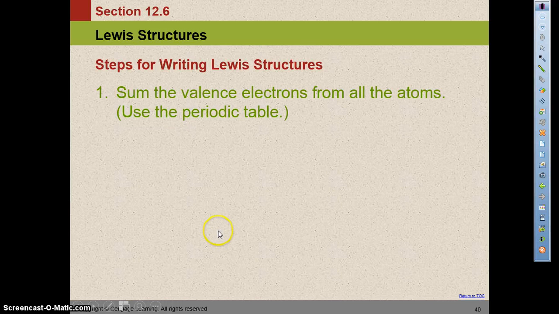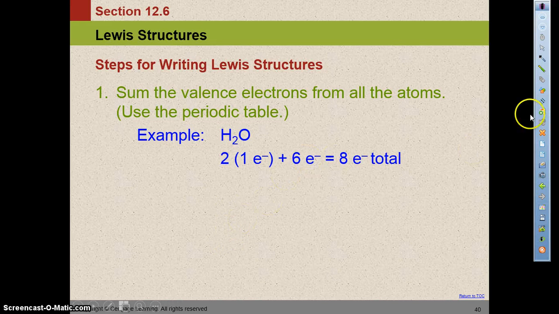So the first thing was to sum the valence electrons from all the atoms. If we're going to write the Lewis structure for water, we're going to look at the periodic table and find out how many valence electrons each one of these has. So we have 2 hydrogen. Hydrogen each has 1 electron. We have 1 oxygen, and the valence electrons in oxygen are a total of 6. So we take these and add them together. So I have to account for 8 electrons total when writing the Lewis structure for water.